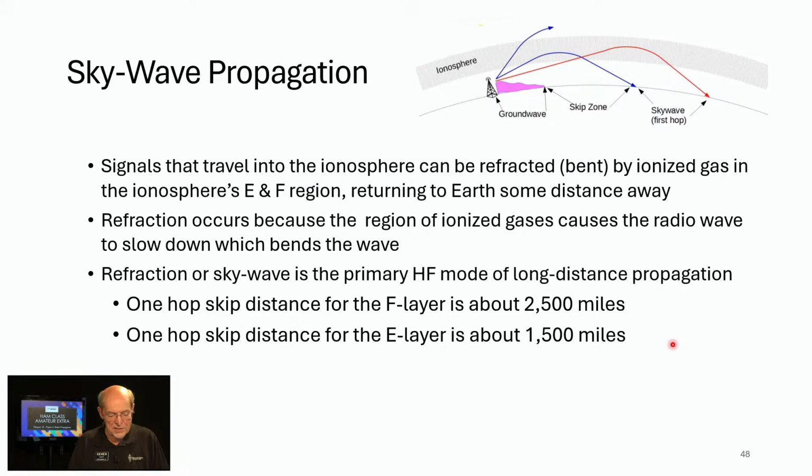There are some skip distances here for reference. One hop for the F layer is about 2,500 miles. From South Carolina to California is about 2,000, for example. One hop, skip and a jump. One hop skip distance for the E layer is about 1,500 miles.